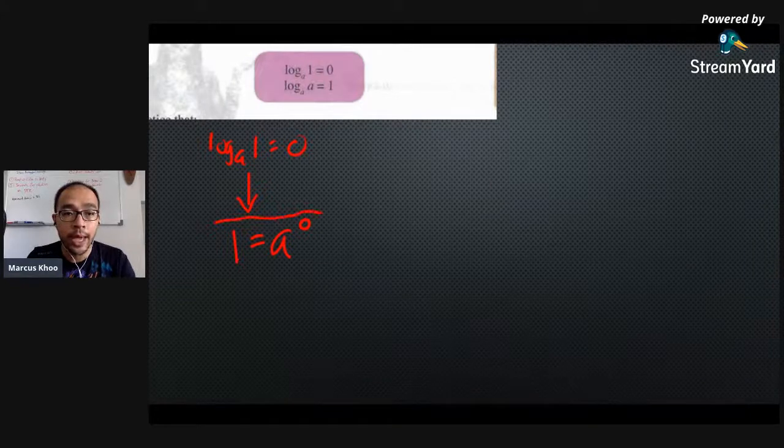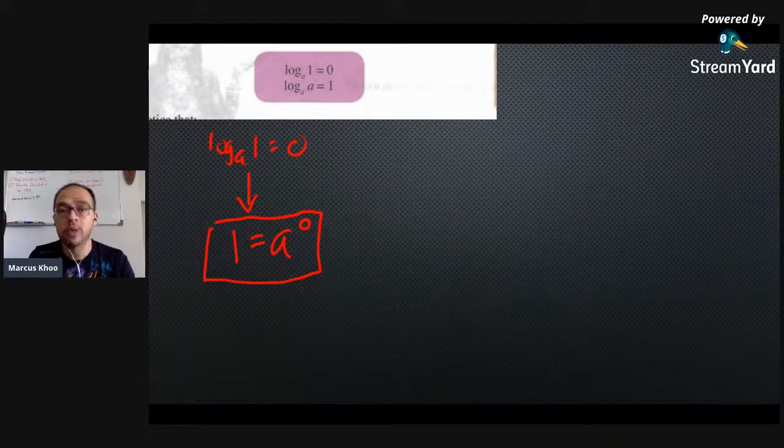If I change to index form, 1 equals a to the power of 0. Now if you remember from indices, I have mentioned this before: anything to the power of 0 equals 1. Faradila to the power of zero is 1. Ifa to the power of zero is 1. Eldon to the power of zero is 1. Arif to the power of zero is always 1. Therefore, when we change this into log form, we will get this: log of any base, as long as the number is 1, the index will be 0.